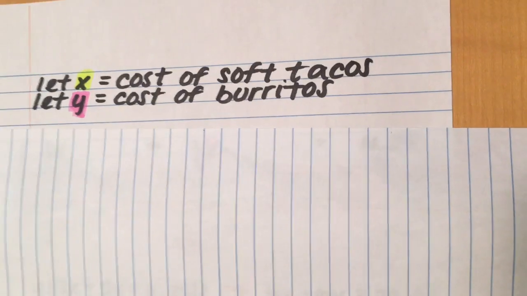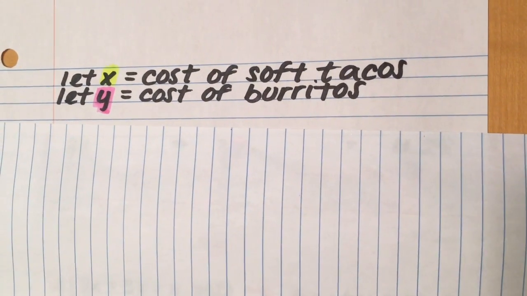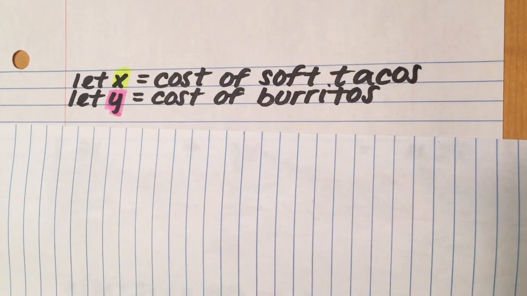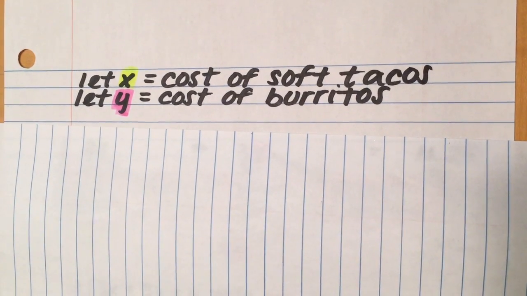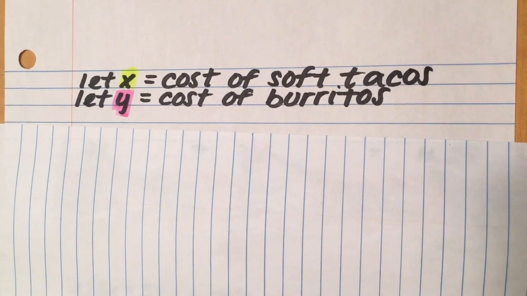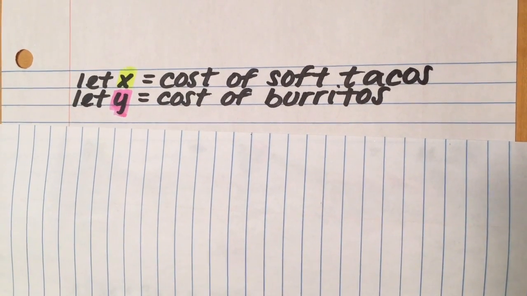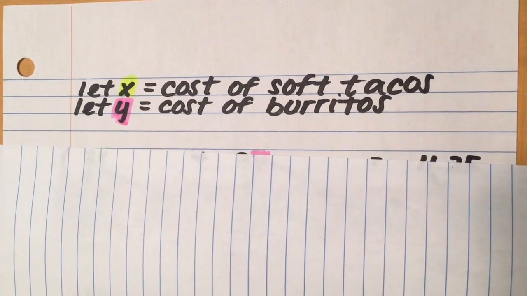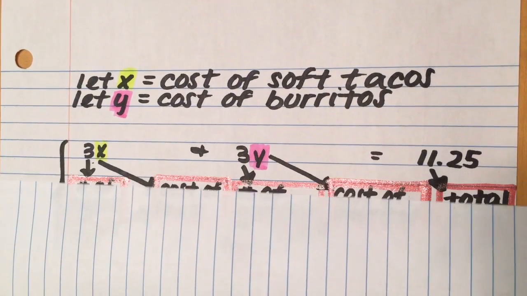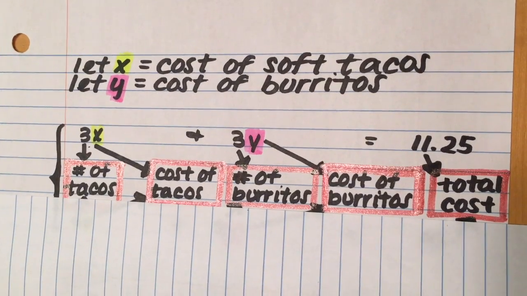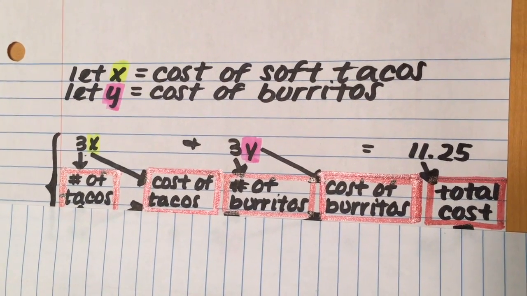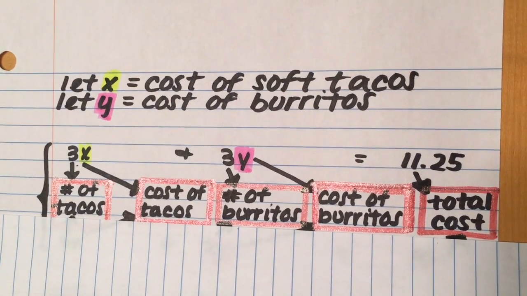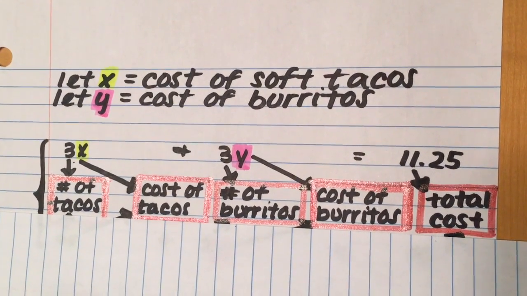First, you are going to define your variables. Ask yourself, what am I solving for? I need to know how much soft tacos cost and how much burritos cost. Let x equal the cost of soft tacos and let y equal the cost of burritos. We are going to write two equations. One equation will be related to my lunch and the other equation can be related to my friend's lunch.